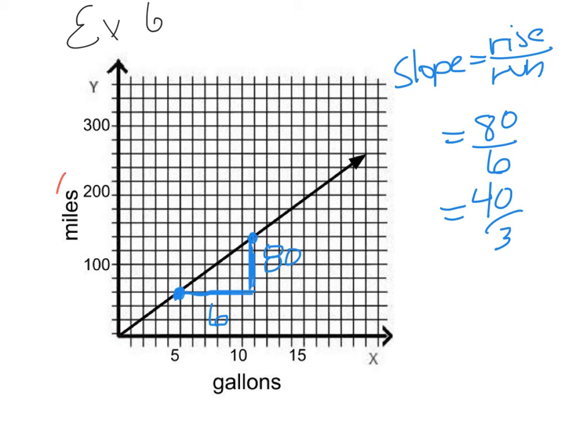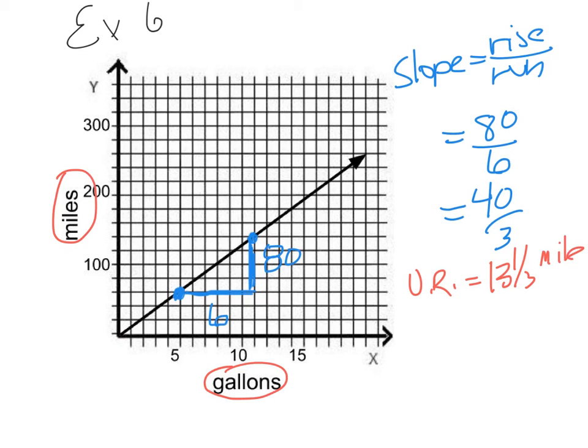Remember, we take our vertical unit over our horizontal unit, so our unit rate is, and this is where I'm going to change this to a mixed number, 40 over 3 is 13 1/3 miles per gallon, and that's what the unit rate represents.